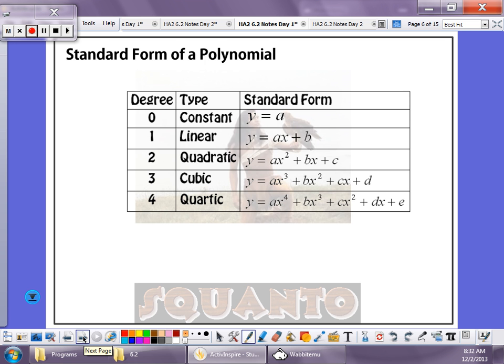So these are the various standard forms for the first 4 degrees of polynomials. We have a constant that just has no variable. It's just x to the 0, really. We have linear, which has a degree of 1, so that's x to the 1. And then we have the quadratic, which we've been looking at, with the power of 2, and the cubic 3, and quartic 4. So these are what we're going to be looking at over the next couple days. All right.